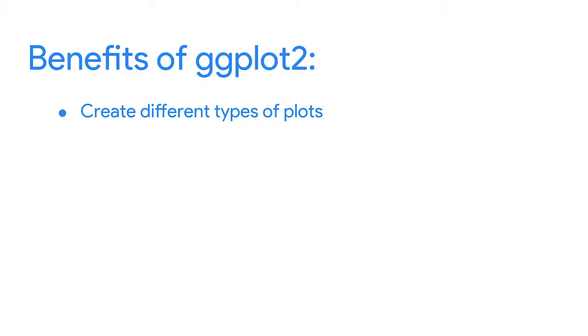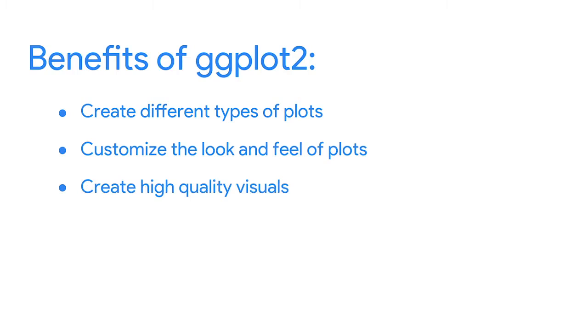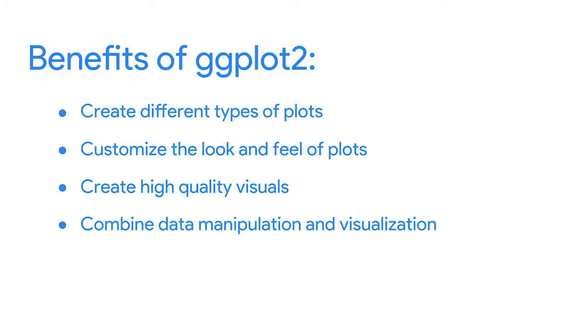ggplot2 has lots of other benefits too. You can create all different types of plots, including scatter plots, bar charts, line diagrams, and tons more. You can change the colors, layout, and dimensions of your plots, and add text elements like titles, captions, and labels. With just a little bit of code, you can create high-quality visuals. Plus, ggplot2 lets you combine data manipulation and visualization using the pipe operator.